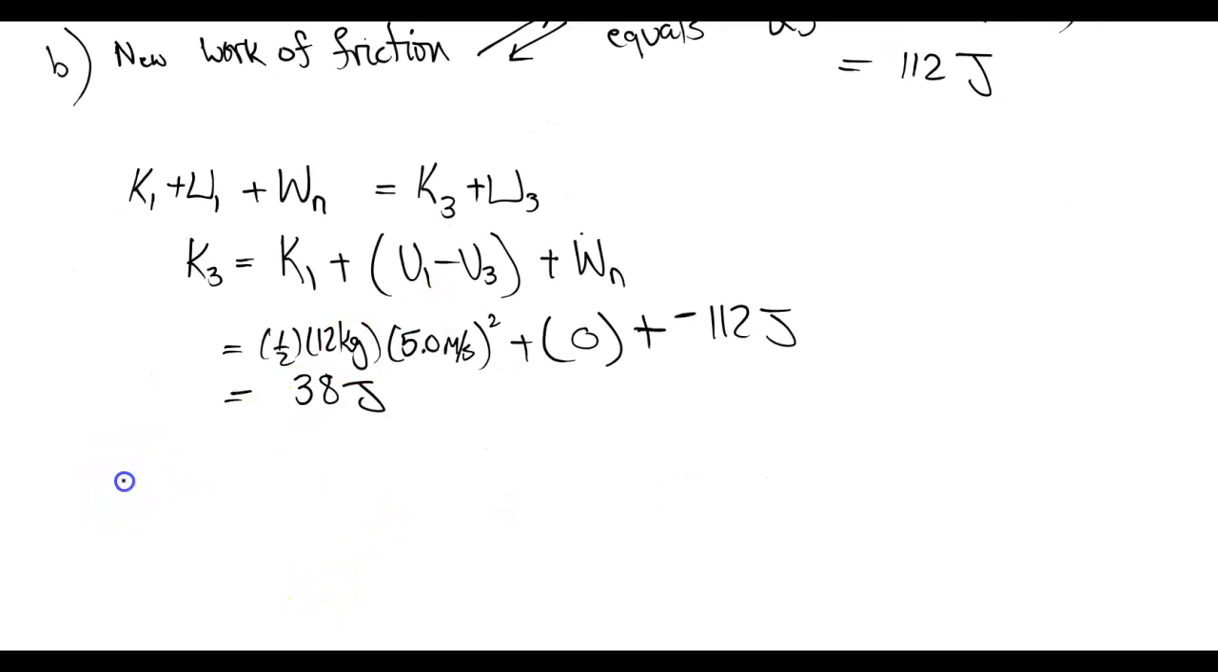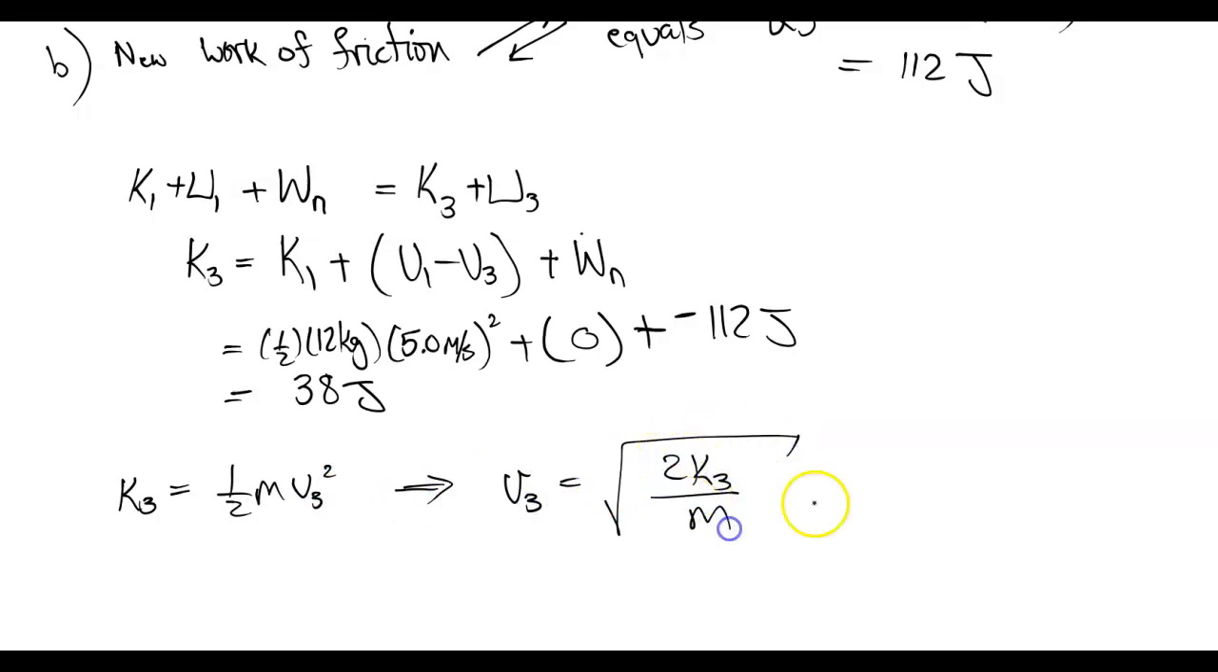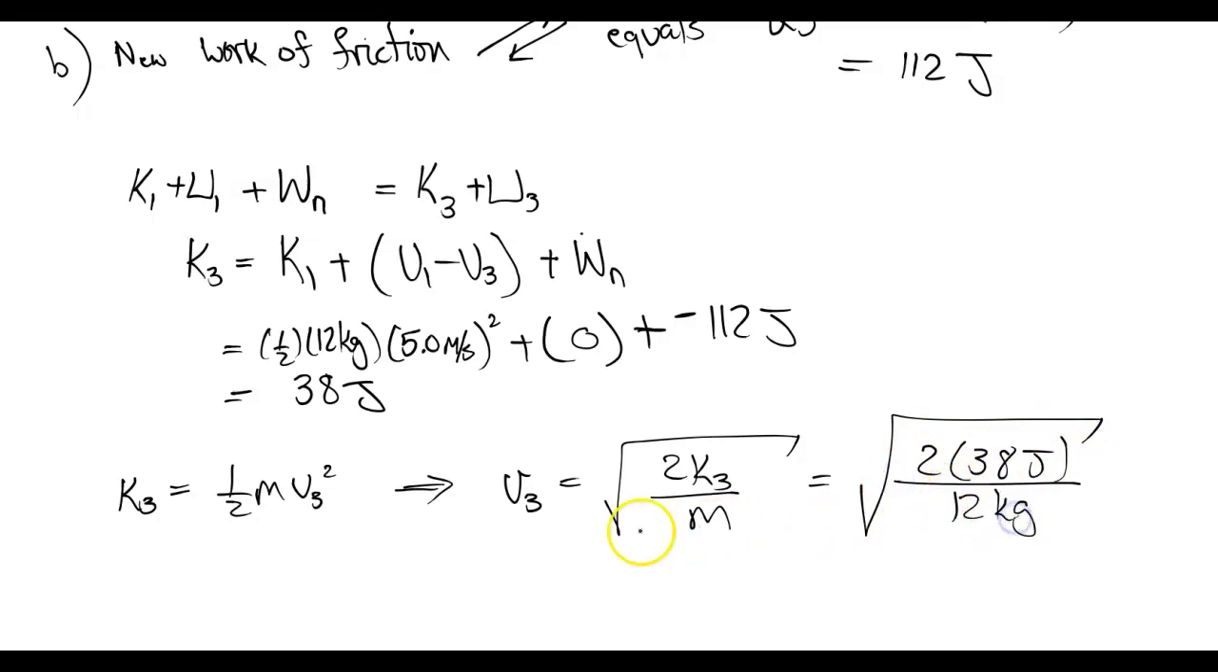And we know that K3 equals 1/2 m V3 squared. So V3 by itself is the square root of 2 K3 over m, or the square root of 2 times 38 joules over 12 kilograms, which gives us a speed of about 2.5 meters per second.